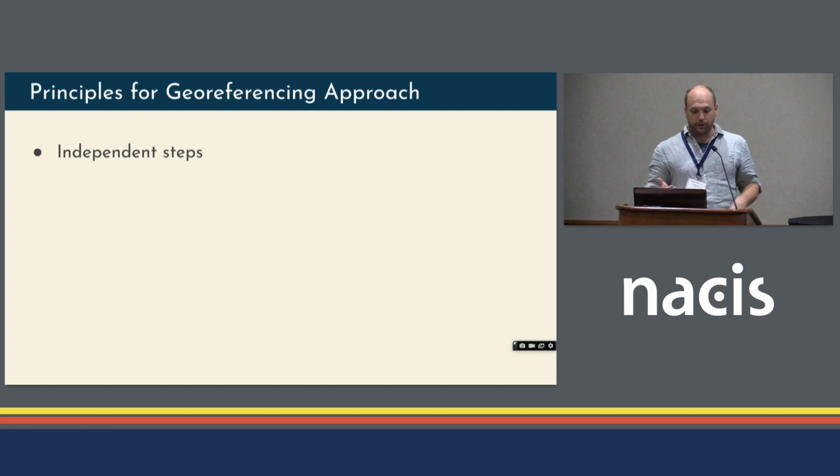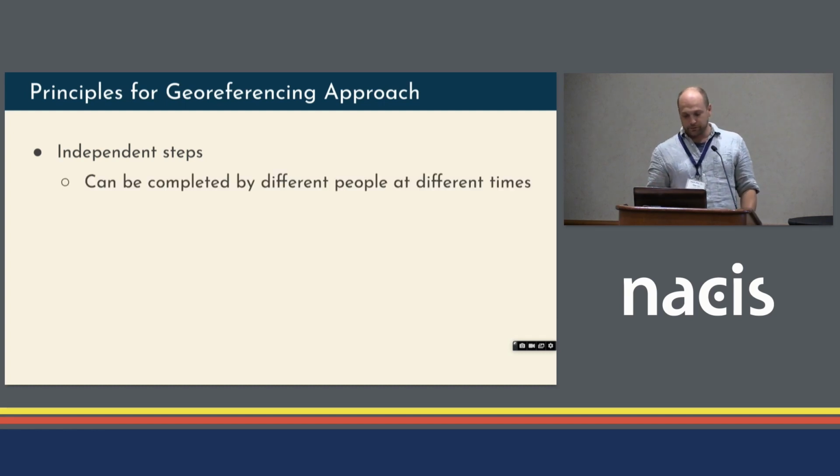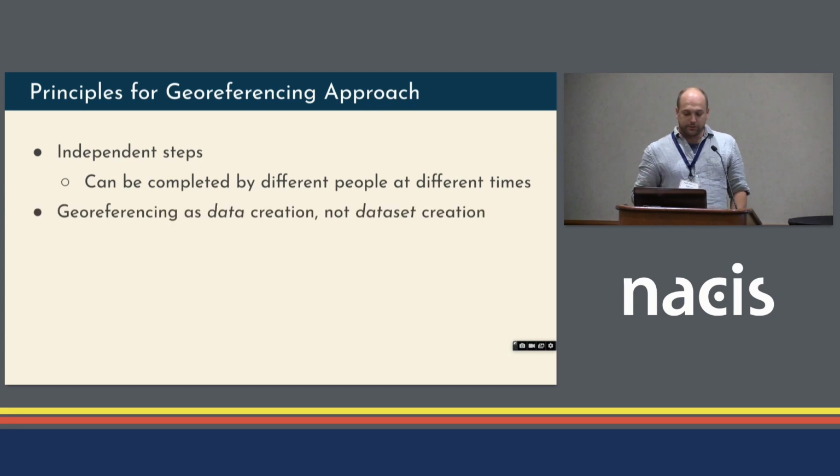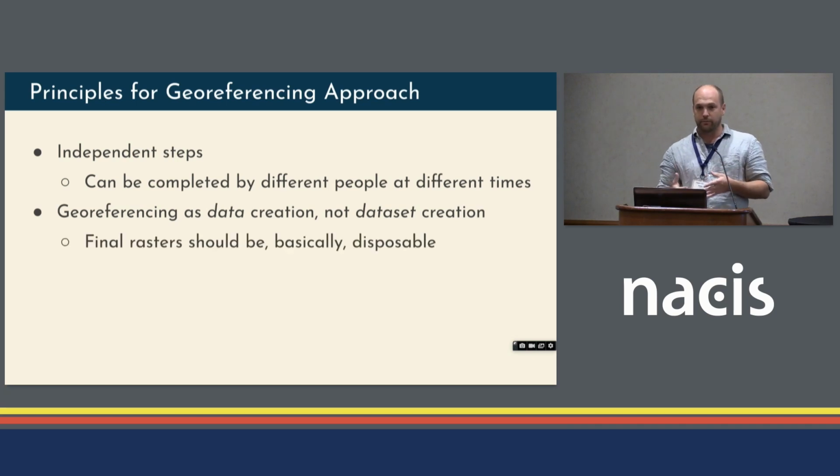So I wanted to have very modular steps, and I knew that there'd be at least a couple of steps, so I wanted to make that a very core component of the whole thing. And for crowdsourcing, this is great because different people can complete different parts at different times. And then I also wanted to think of it not like I'm creating GeoTIFFs in the end, like that's the end goal, but it's more about creating the data that's necessary to warp or process the data. So ultimately, the final rasters in this case should be disposable is kind of the mindset.